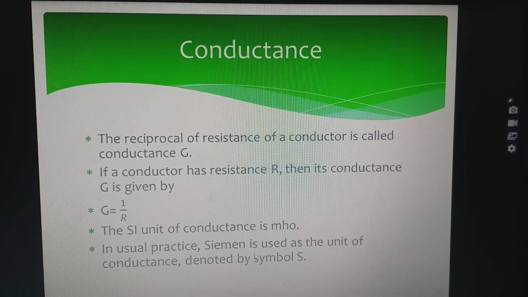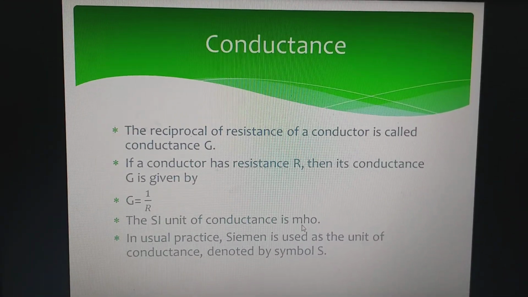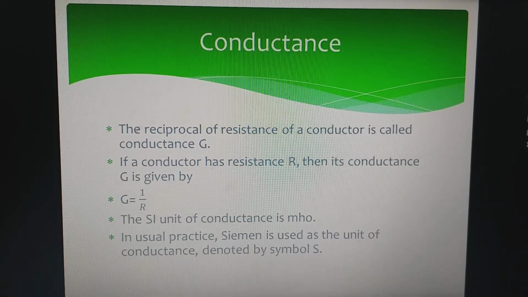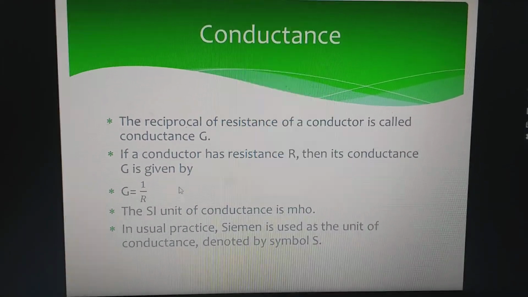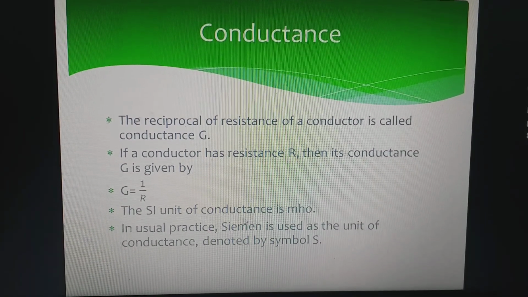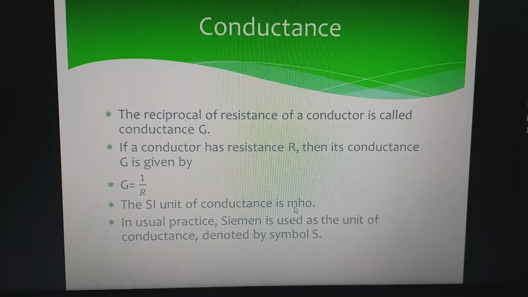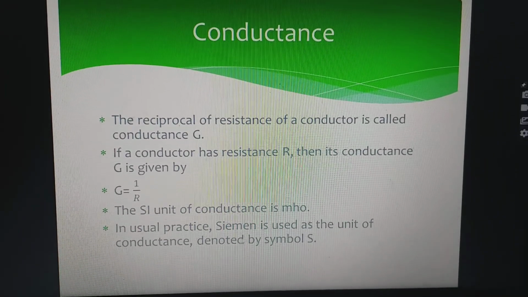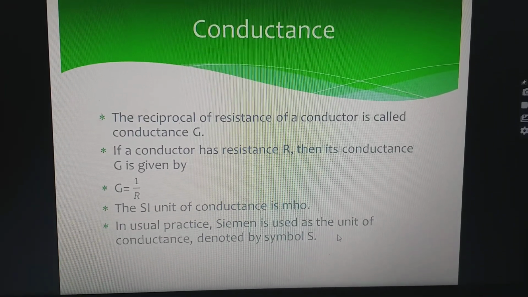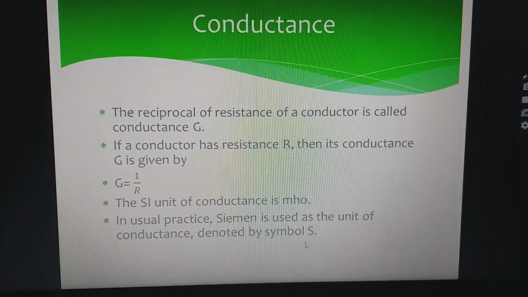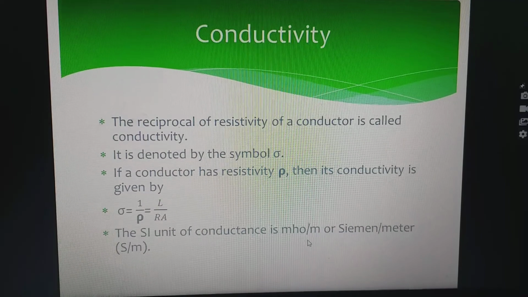The SI unit of conductance is mho. We all know the SI unit of resistance was ohm. And what is the SI unit of conductance? It is read as mho, M-H-O, mho. In usual practice, Siemens is used as the unit of conductance. It is denoted by the symbol capital S.